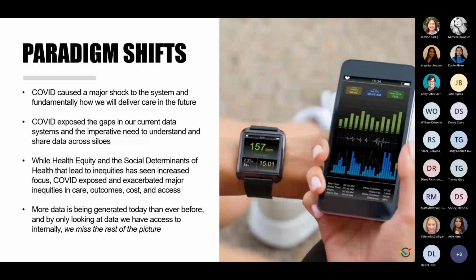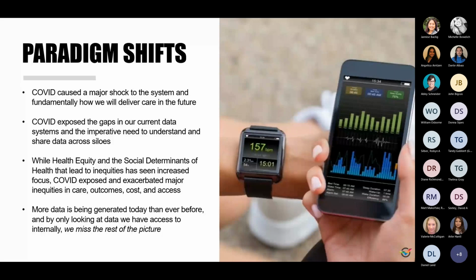For me, from the data side, because I'm not a caregiver, I'm not a clinical person at all, I will say that COVID has also shocked and rocked our world, just here in data, specifically healthcare data. And part of the reason, and I won't read through these bullets, but I'll touch on the key points for them. So, the first point, like I mentioned, fundamentally changing how we're delivering care.